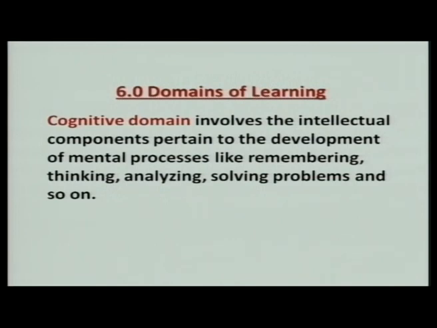Now, I am coming to domains of learning. When we fix the objective, formulate the objective of learning situations, then we think about three domains. One is cognitive domain, one is affective domain, another is psychomotor domain. Cognitive domain involves the intellectual components pertaining to the development of mental process, like remembering. At the very beginning I talked about remembering, it is very important, thinking, analyzing, solving problems and so on. These are the cognitive domain.